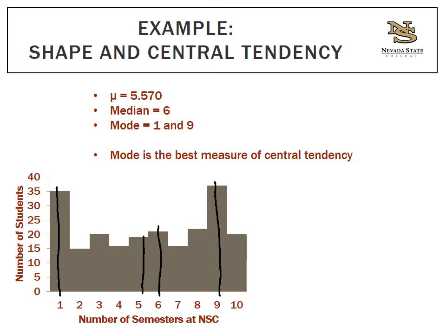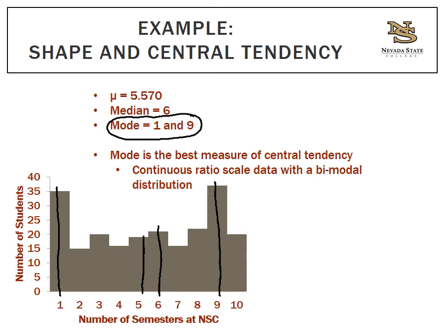Well, in this case, the mode is the best measure of central tendency because it really reflects those huge spikes in number of students for those two numbers of semesters. Whereas the median and the mean kind of make it seem like, most students have been here about 5 to 6 semesters, but that is not the case. Also, if you follow the flow chart, you'll see that number of semesters, again, continuous in ratio, just like the previous two examples, but now we have a bimodal distribution. So you would want to report your modes in this case.